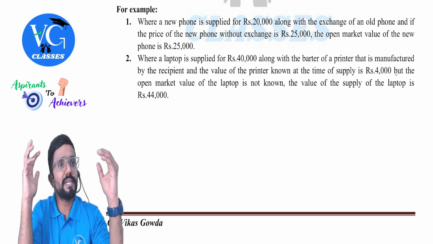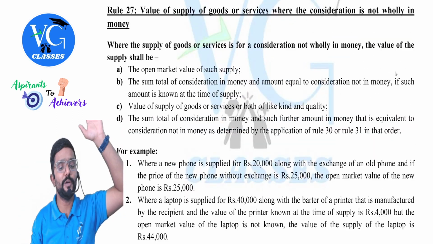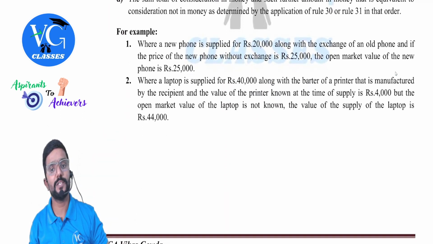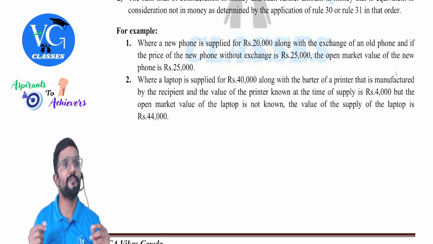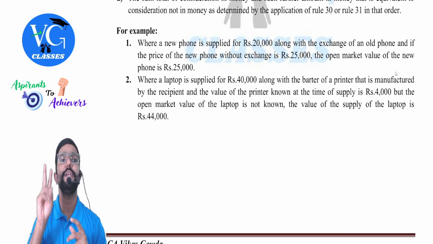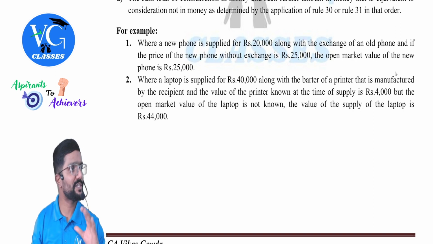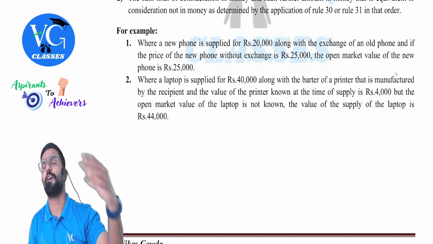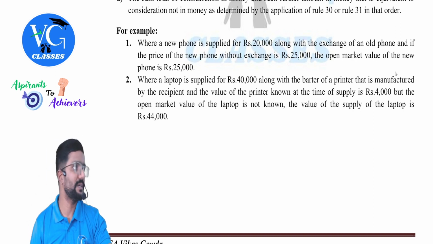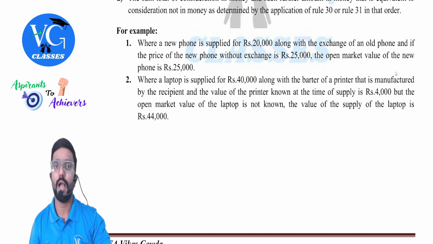Fine, sir. So is consideration fully in money? No. So what should we do? We need to apply rule 27. They're telling if there was no exchange, this phone would have been sold for 25,000. So what is the open market value of this phone? 25,000. If there was no exchange, it would have been sold for 25,000. So what would be the value of supply for the seller of mobile phone, guys? 25,000 as open market value is available.